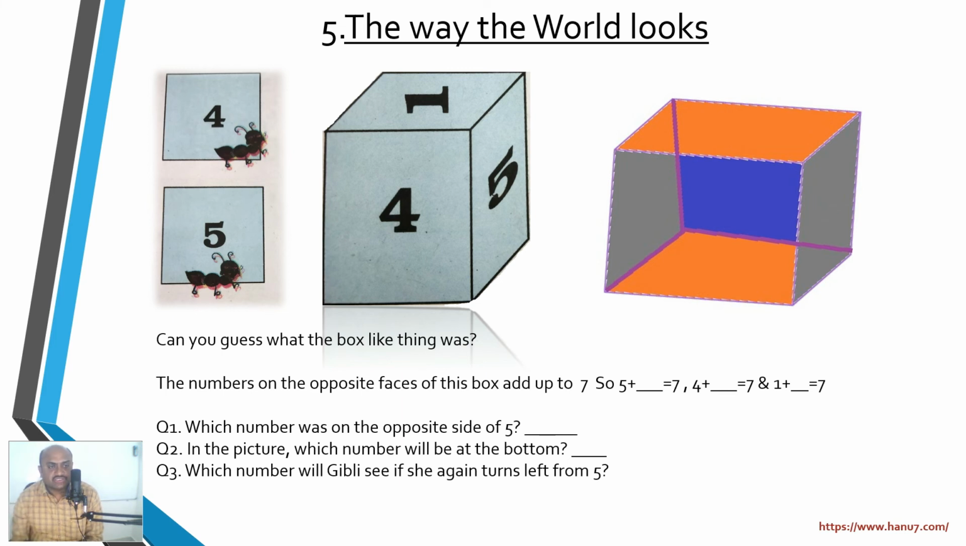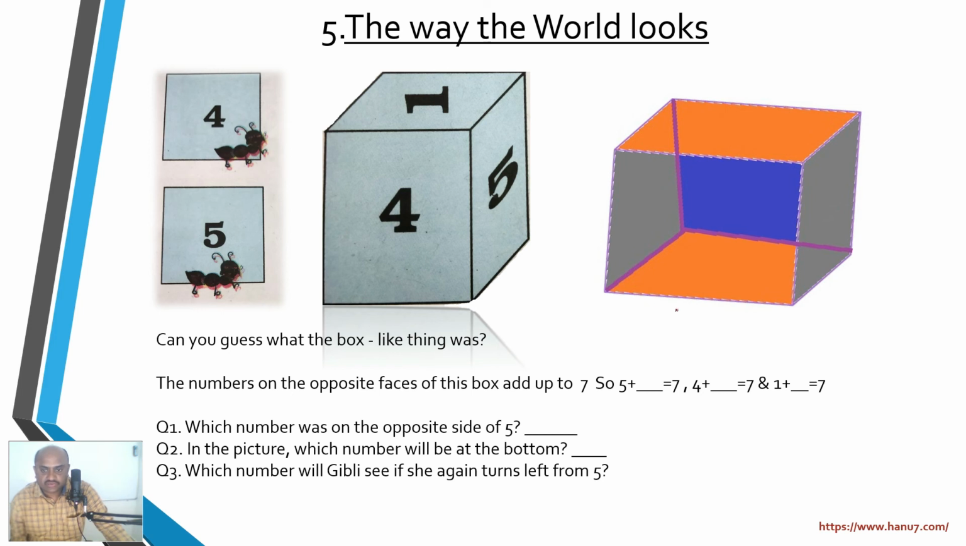She climbed a cup, and from there she could see that it looks like a dice, or a cube. There are 3 sides which she can notice. What are they? 1, 4 and 5. Can you guess what the thing was? It is a cube. The number of opposite faces in this box add up to 7.